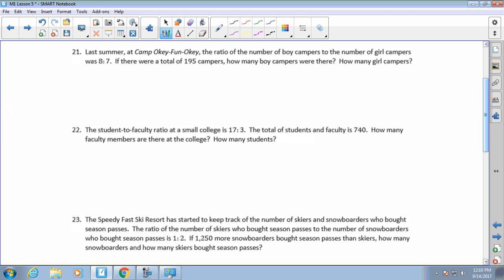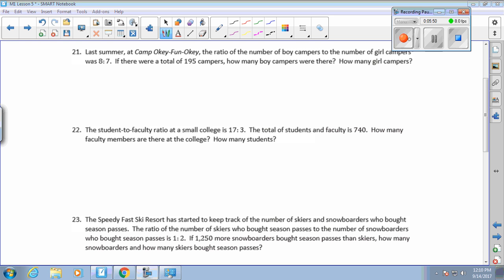So we are going to do that in a second. All right, last summer at Camp Okie Fun Okie, it's a fun little place in the land of imagination. The ratio of the number of boy campers to the number of girl campers was 8 to 7. So boy campers to girl campers, 8 to 7.